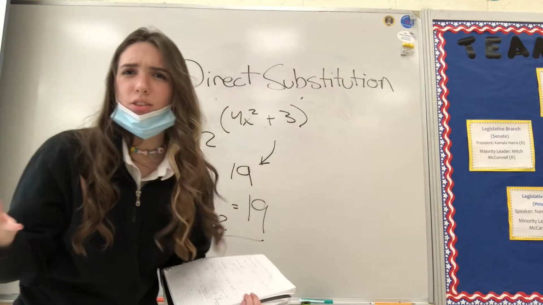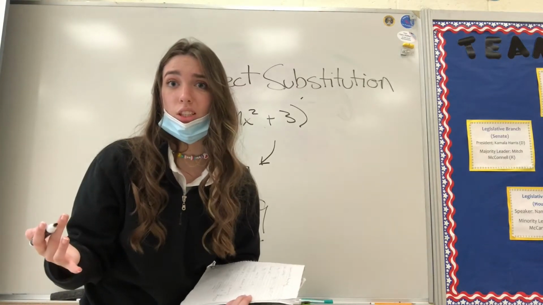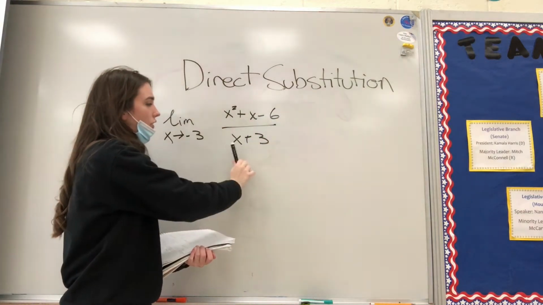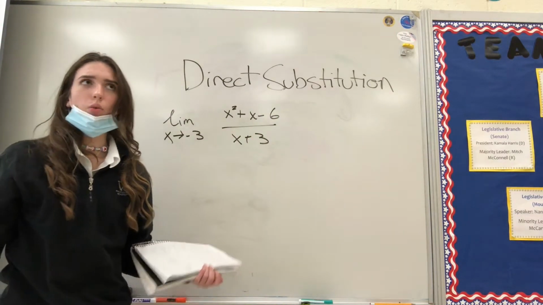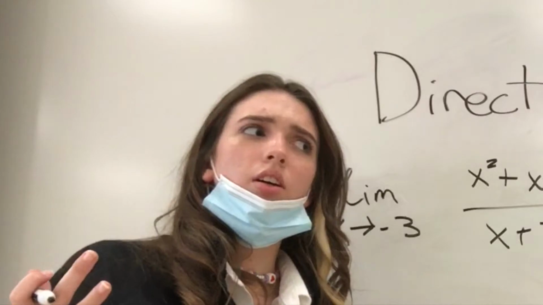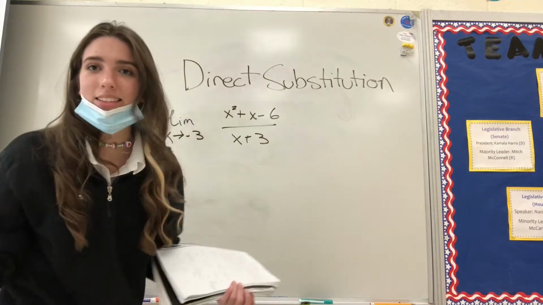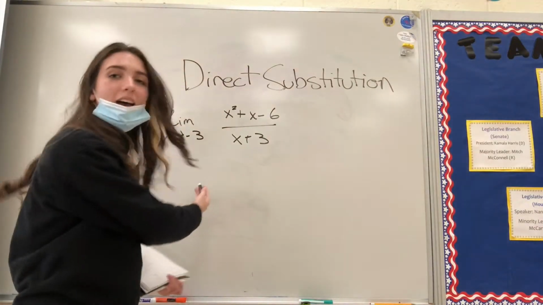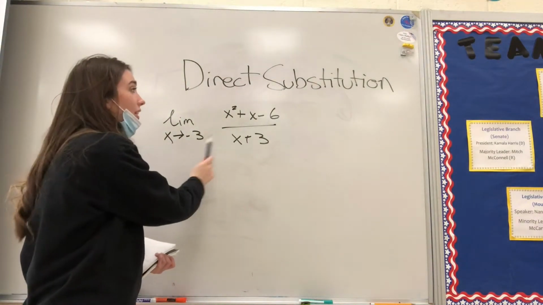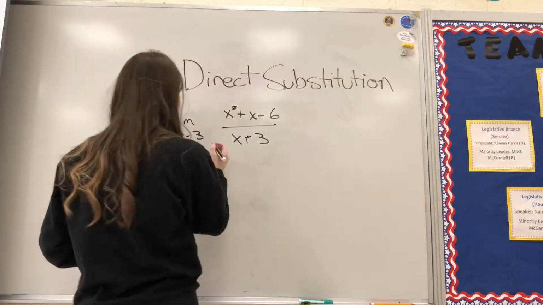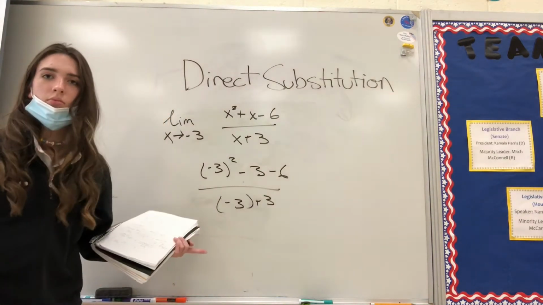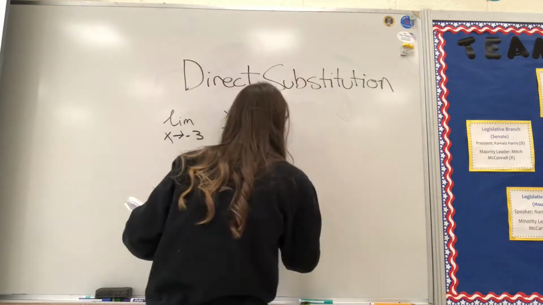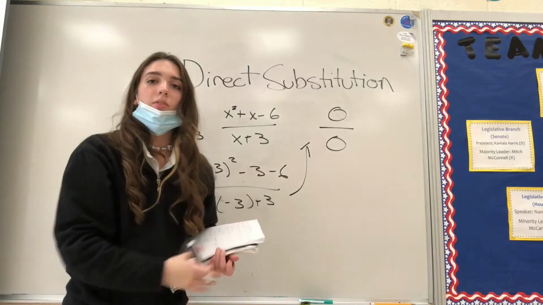But what do you do if you can't use direct substitution? Here's an example of another problem. The limit as x approaches negative 3 of x squared plus x minus 6 all over x plus 3. Now, what do we think of to do first? Easy. Let's just direct substitute, right? Wrong. What do you get when you plug in negative 3 to this problem? Let's do some math. This is what you'll get. And if you simplify this all down, you get 0 over 0.